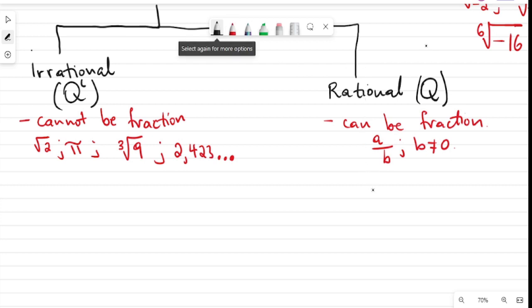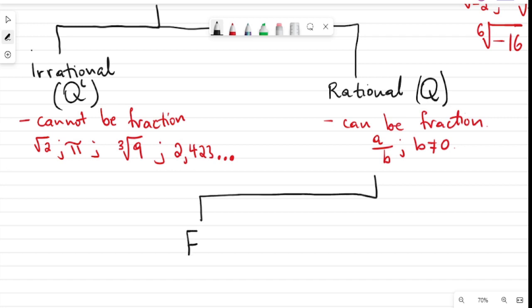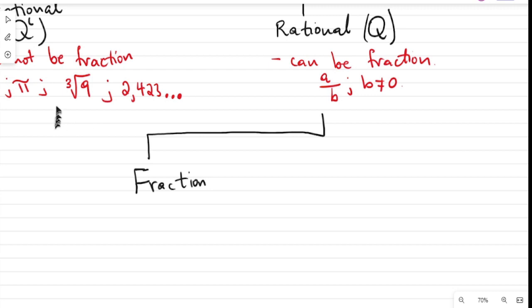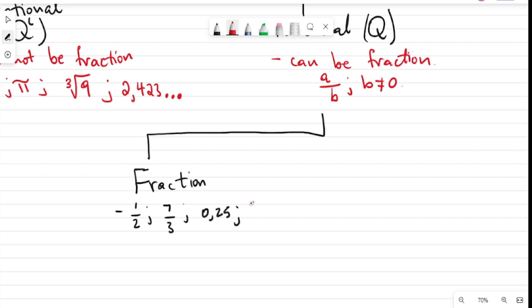Now let's move on from rational numbers. Rational numbers can also be grouped into two groups. The first one will be your fractions. As I have explained, a rational number is a number that can be written as a fraction. An example that I can give of a fraction is any fraction that you can think of: 1 over 2, 7 over 3, these are fractions. 0.25, this is a fraction. It can also be a mixed number, which can be 3 and 1 over 4. So all of these are fractions.